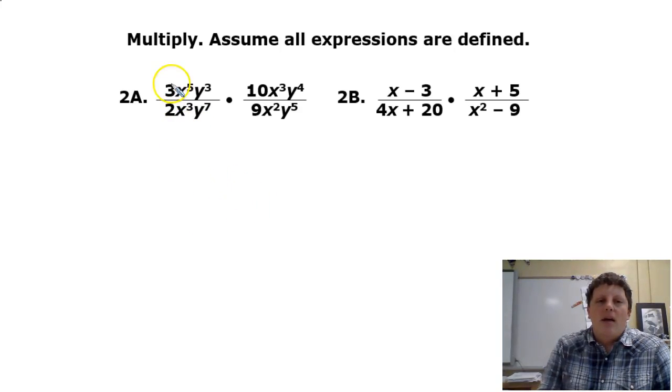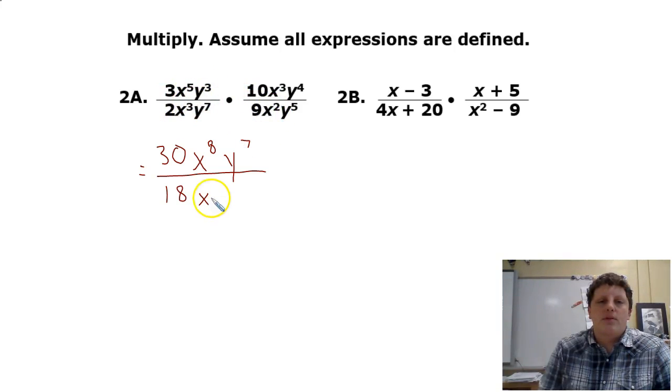So let's go ahead and do that. 3 times 10 is 30. I'm going to add 5 plus 3 to get x to the 8th, 3 plus 4 to get y to the 7th. I have my new numerator after multiplying. In the denominator, I'm going to multiply 2 times 9 to get 18. When I multiply exponents or variables with exponents, I add them. So 3 plus 2 is 5, and 7 plus 5 is 12.